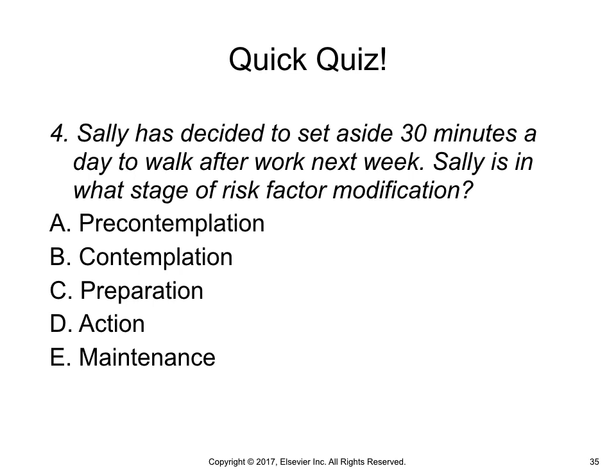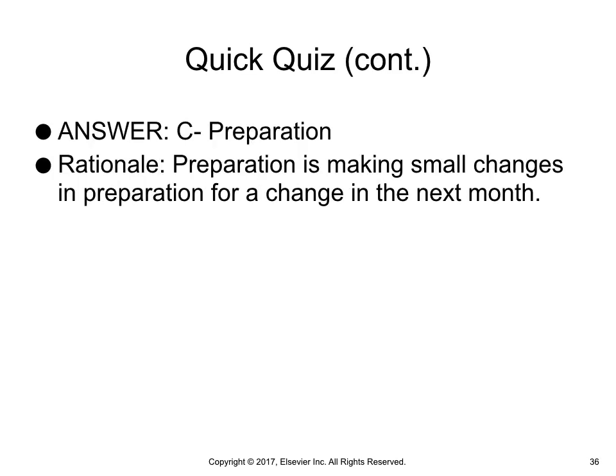Time for a quick quiz. Sally has decided to set aside 30 minutes a day to walk after work next week. Sally is in what stage of risk factor modification? A. Pre-contemplation. B. Contemplation. C. Preparation. D. Action. Or E. Maintenance. The answer is C. Preparation is making small changes in preparation for a change in the next month.